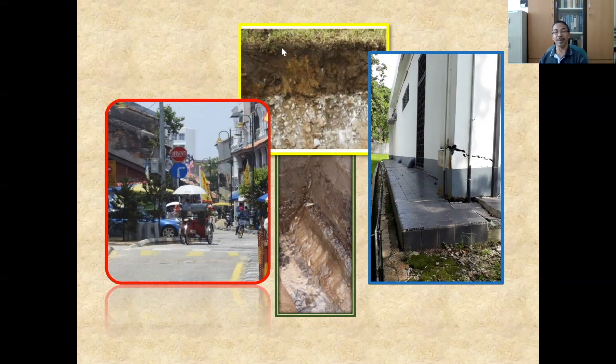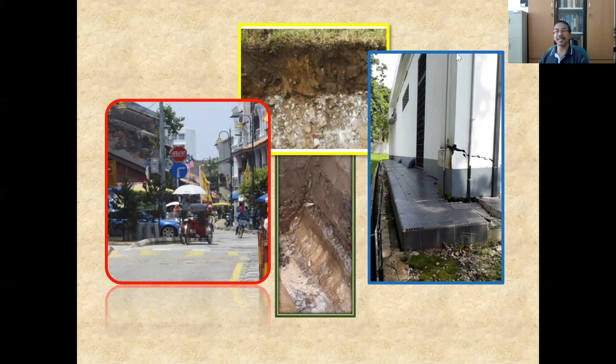If there are open cuts, for example, such as in these photos here, we can see the layering of soil. Similarly with this photo at the bottom here, we can see the layering of soil. By observing the open cuts, we will have an idea what type of soil covers the proposed project site.